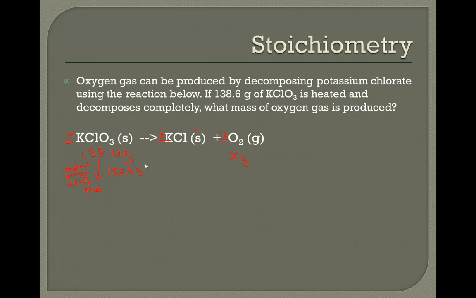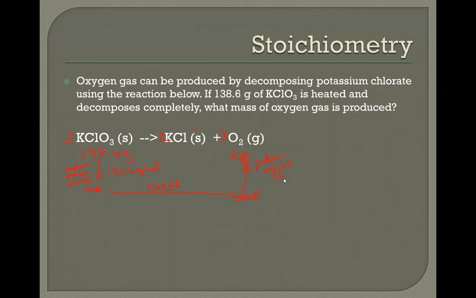Now that I'm in moles, I can go from moles to moles by using the coefficients. Coefficients are only for that horizontal line. Notice I did not multiply the molar mass by 2. That 2 does not come into play until the next step. And then from moles to grams, once again I need molar mass because I see the unit grams there. But this time I need molar mass of oxygen, which happens to be 32.0 grams per mole.